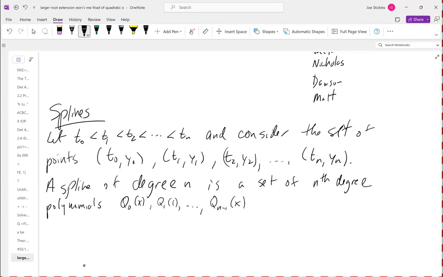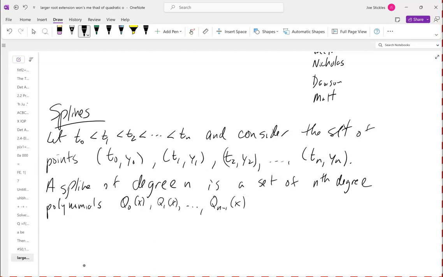Is that Q of 1 or is that Q of x? That should be Q of x. I thought I wrote an x, but... Your Q0 goes from 0 to 1. Your Q1 goes from 1 to 2 for the point, right? So your Q sub n minus 1 will go from n minus 1 to n. I don't need to go any farther. And so I'll have n polynomials to go through n pairs of points.